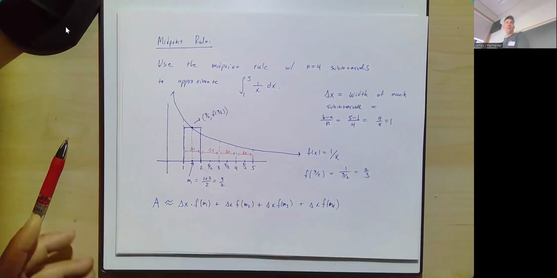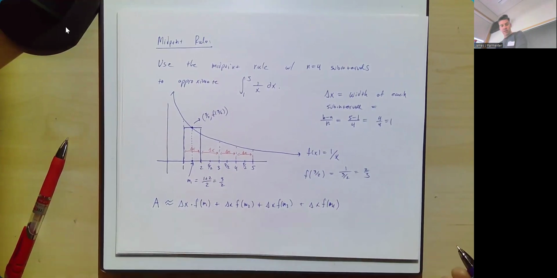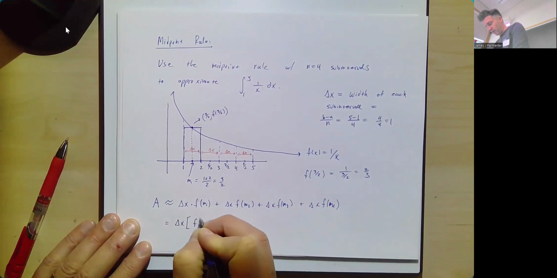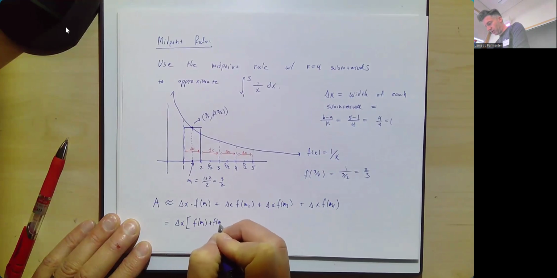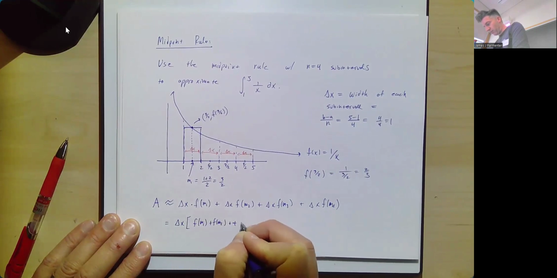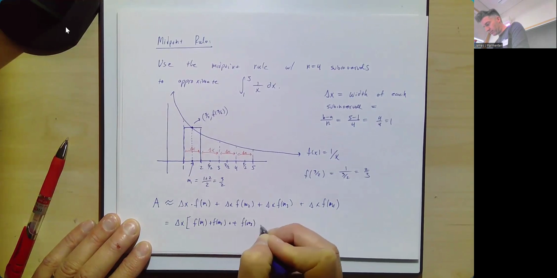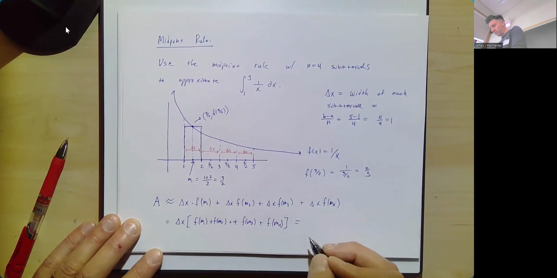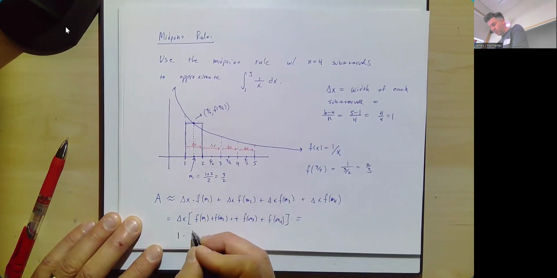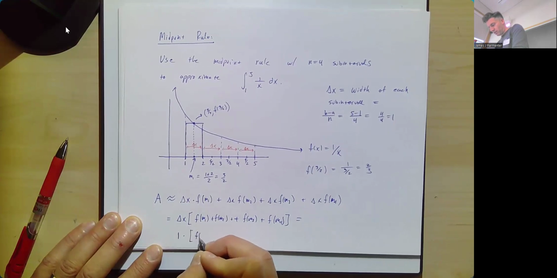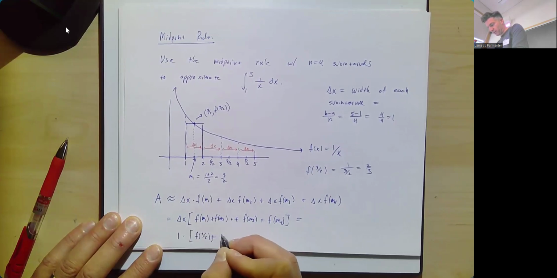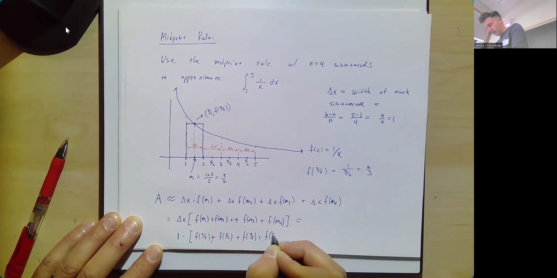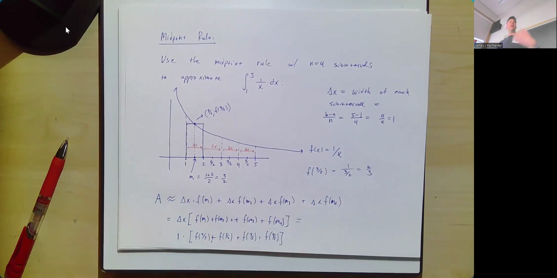Notably, the base factors out. That delta x I can factor out from each of these and say I've just got delta x times f of m1 plus f of m2 plus f of however many midpoints I'm using. Sorry, there were 2 plus signs there, there should not be. So in this particular example, my delta x is 1. My midpoints are 3/2, 5/2, 7/2, 9/2. And then we actually plug them into the function.